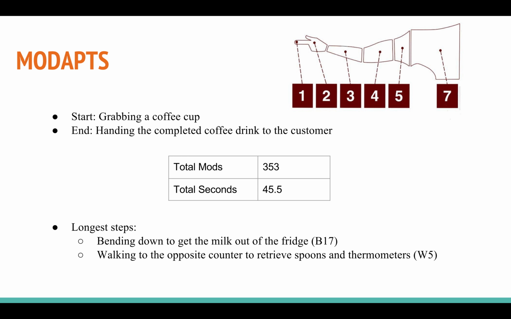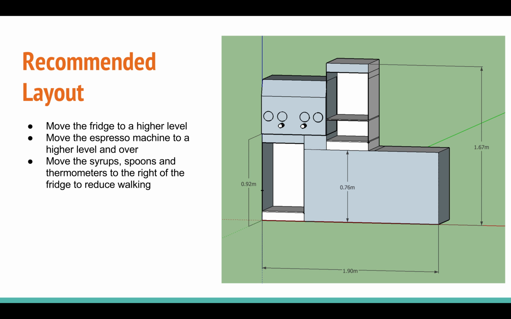We also conducted a MODAPs report. We started this when you grabbed a coffee cup, and we ended it handing the completed coffee drink to the customer. And the whole process takes roughly 353 mods, or 45.5 seconds. And the longest steps that we found were bending down to get the milk out of the fridge and walking to the counter behind them to retrieve the spoons and thermometers.